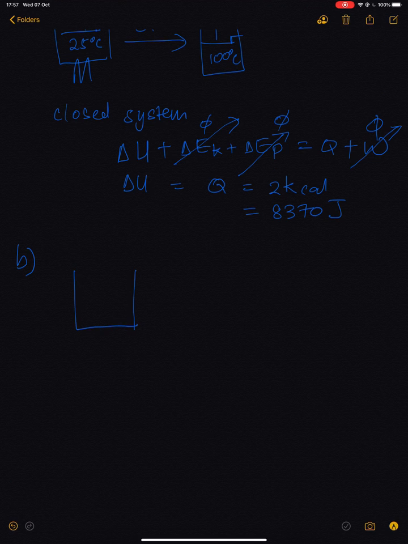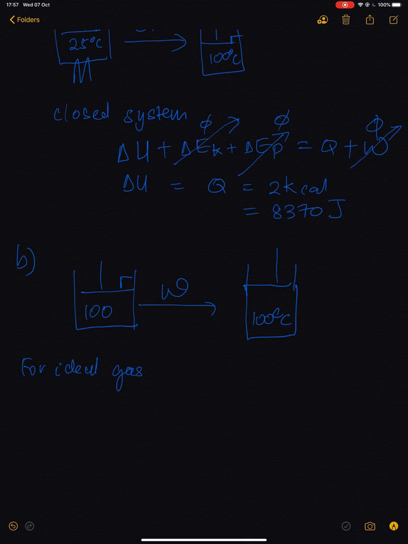Now the piston is at 100 degrees Celsius, the clamp is on, and then the clamp is released, and so the piston expands. It's still at 100 degrees Celsius, but of course it now has done some work. So for an ideal gas, which is what they told us is in the piston, the change of internal energy is zero when the change in temperature is zero.